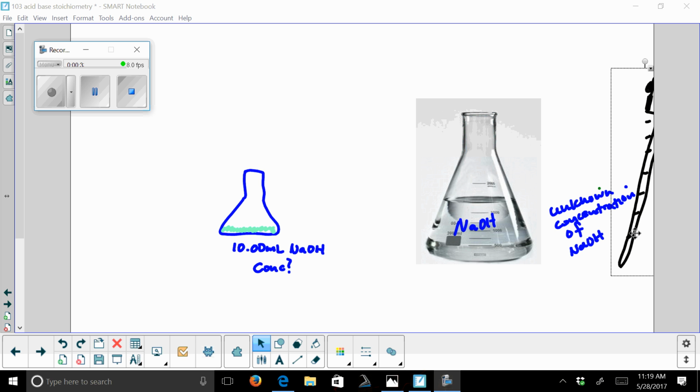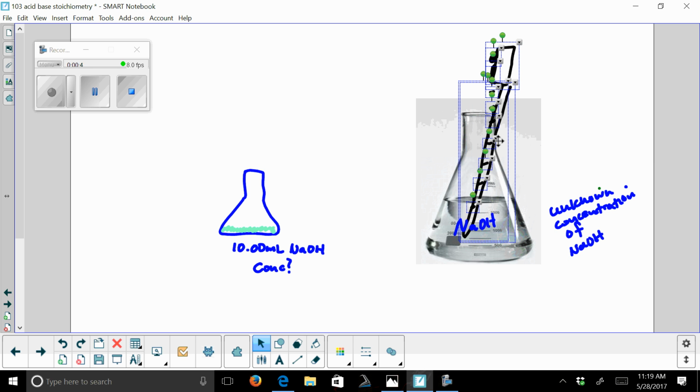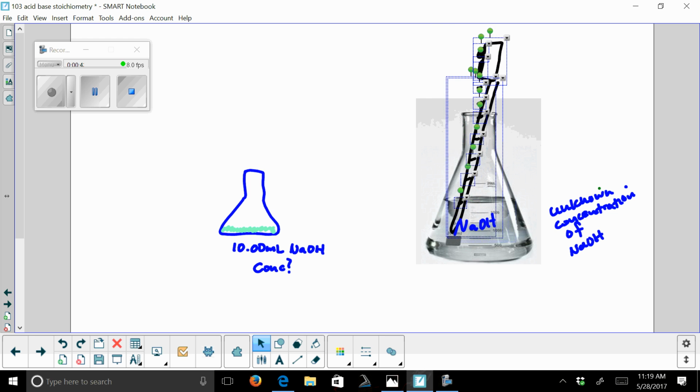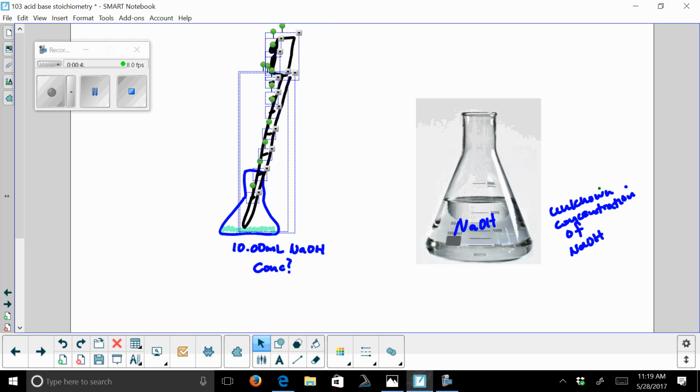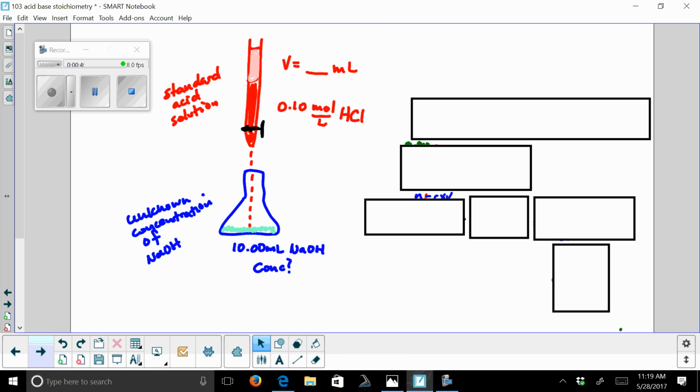So first step in this process is taking a pipette, and we're going to remove a 10 milliliter sample of the unknown sodium hydroxide and put it into a flask. And then we're going to be adding small amounts of known concentration of hydrochloric acid in this case until all of the base is neutralized. And we'll know that by using an acid-base indicator.